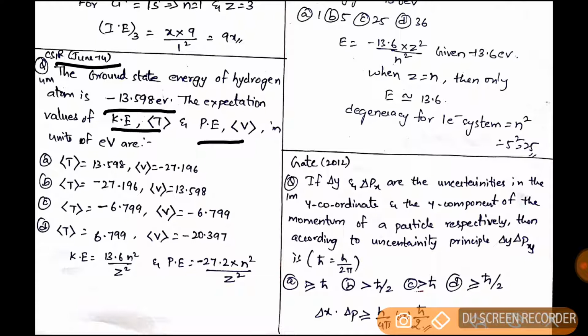As we have discussed before, for kinetic energy the formula is this, and for potential energy the formula is this. So they have just removed the n square and Z square values. So you could just attempt it directly if you know these formulas. So the answer is A.